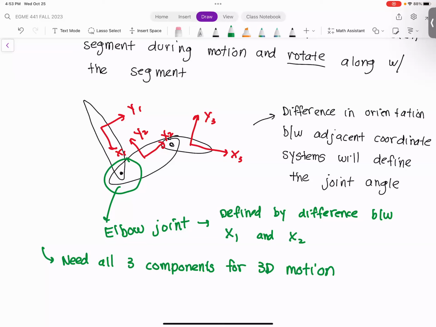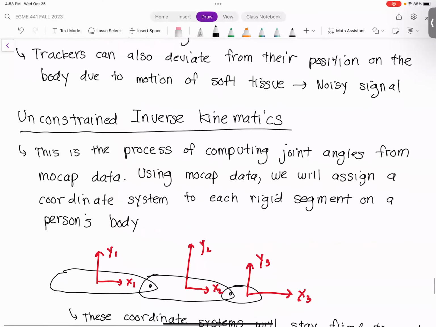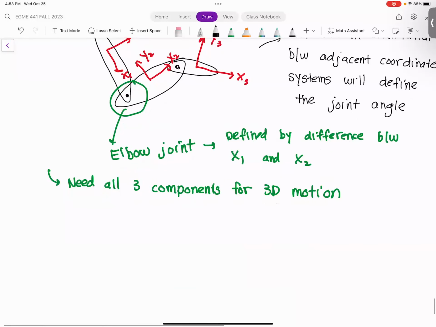Okay. And if you notice from the title of the segment, we called it unconstrained inverse kinematics. What unconstrained means is that we're not going to place any constraints on the lengths of the limbs or any constraints on the joint motion.